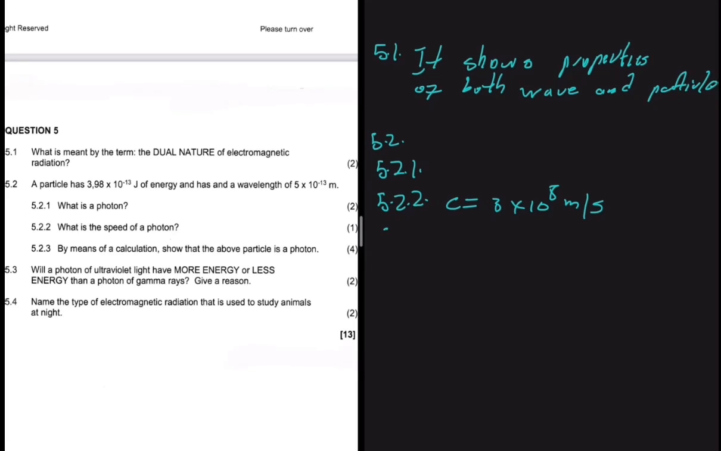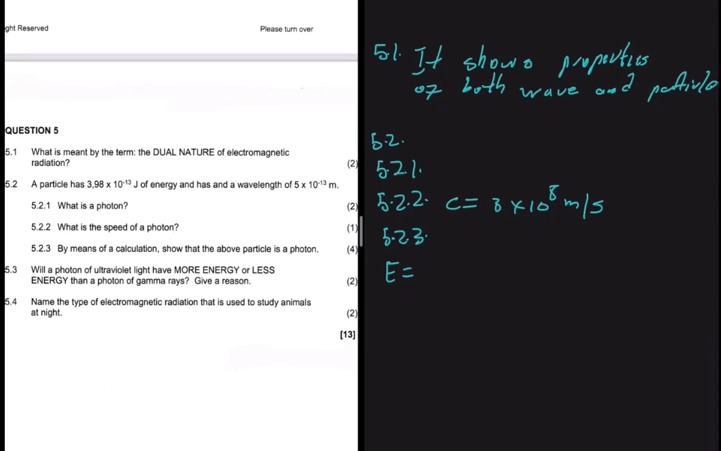And then 5.2.3 is saying that by means of a calculation, let's show that the above particle is a photon. So let's jot down the information we have so that we can see how we can potentially solve this problem. So we're given the energy.